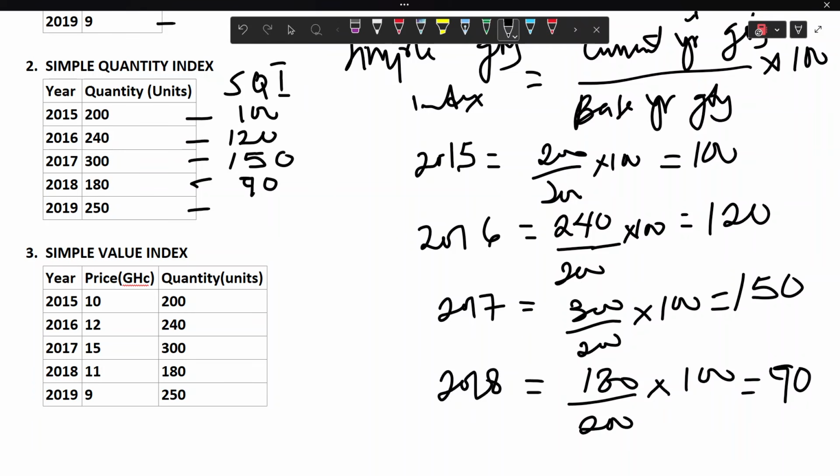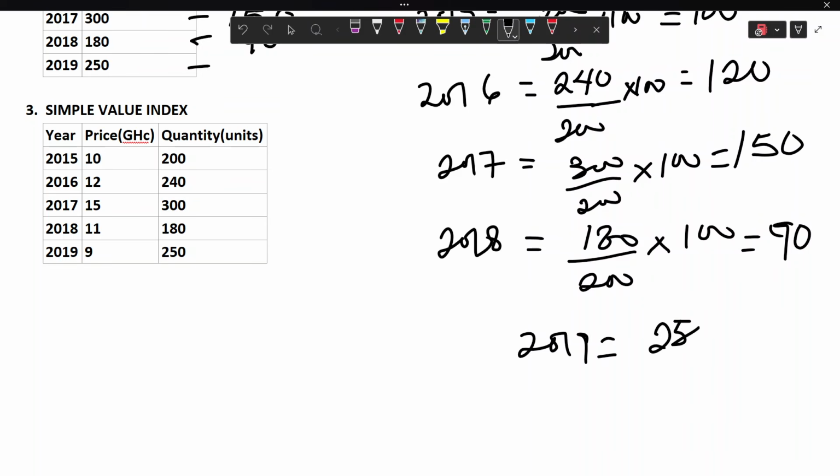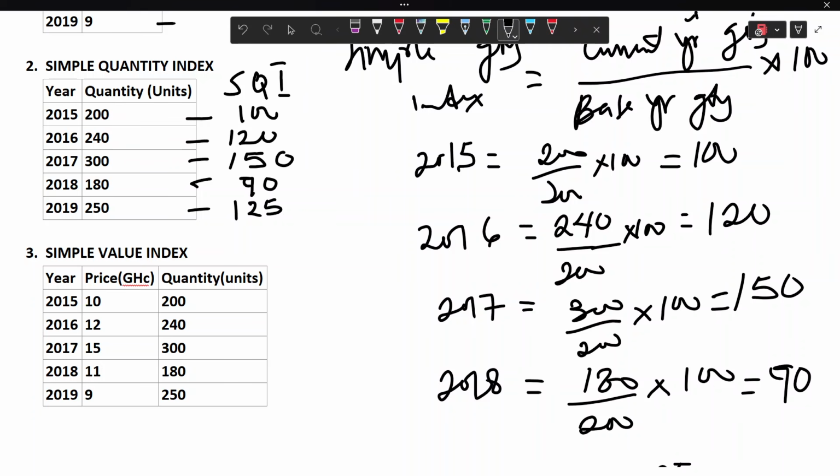And lastly, for 2019, a value of 250 divided by 200 times 100 is 125. So how would you interpret the simple quantity index we got? Pause the video and try to interpret it yourself.